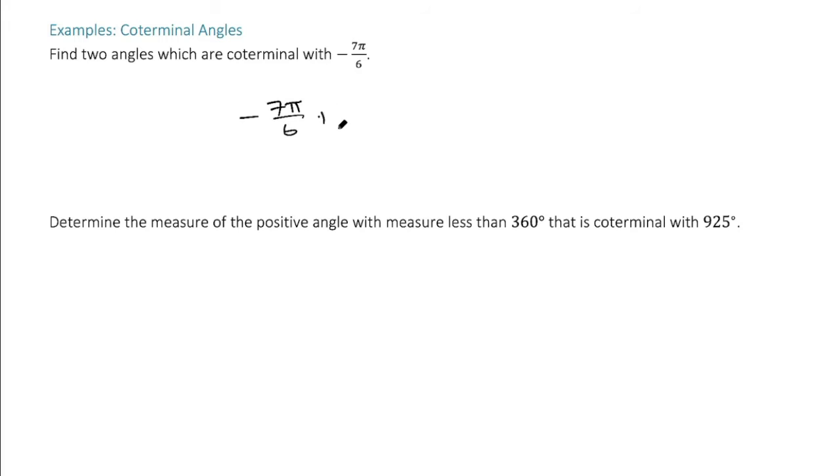I can add a full revolution of the circle. Let's go ahead and add. We're in radians here because there's no unit stated. So if I add 2 pi, I can add these by getting a common denominator of 6, of course. So that's adding 12 pi over 6. And that gives me 5 pi over 6. So 5 pi over 6 is coterminal with negative 7 pi over 6.